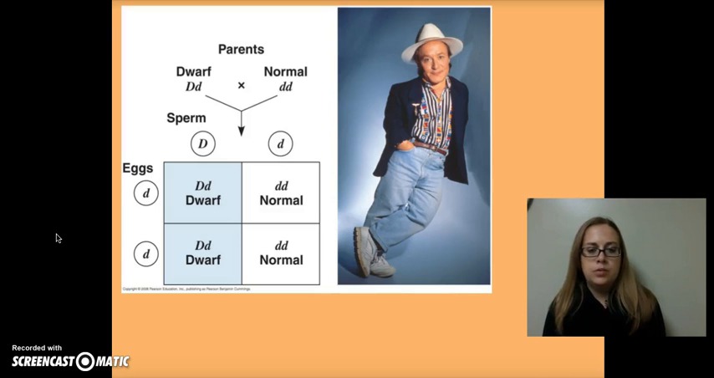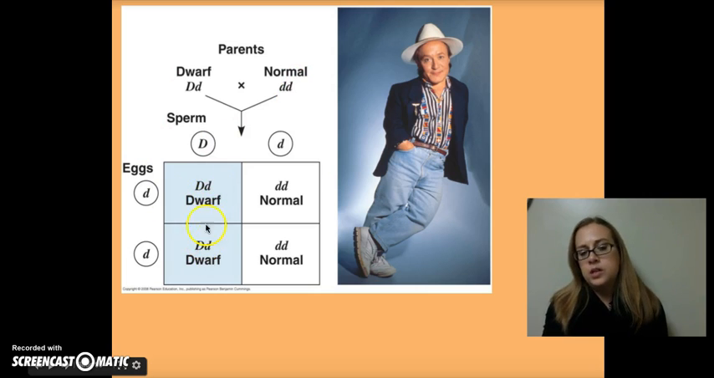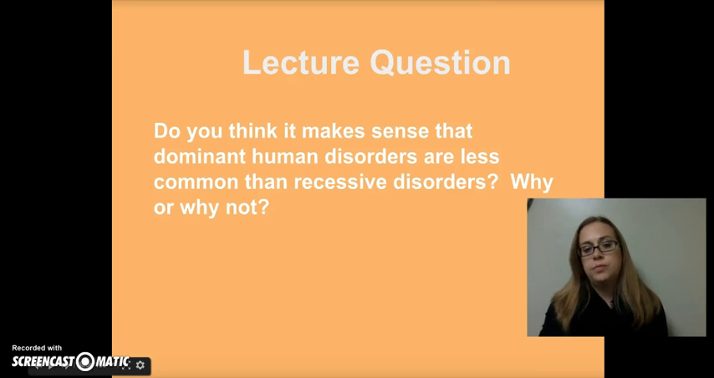This is an example of achondroplasia, so it's a type of dwarfism. In this case, we have the parents, one is a dwarf, one is a normal genotype, and so with this cross, you end up with the possibility of a 50-50 chance of passing on dwarfism, and then 50-50 normal.